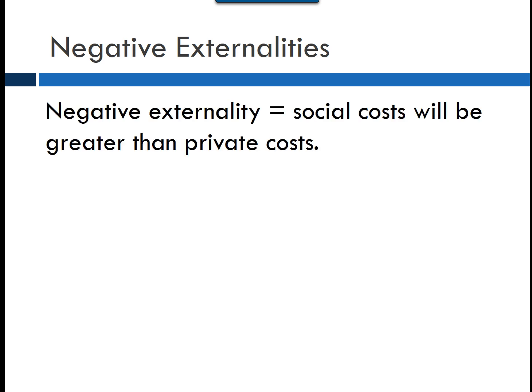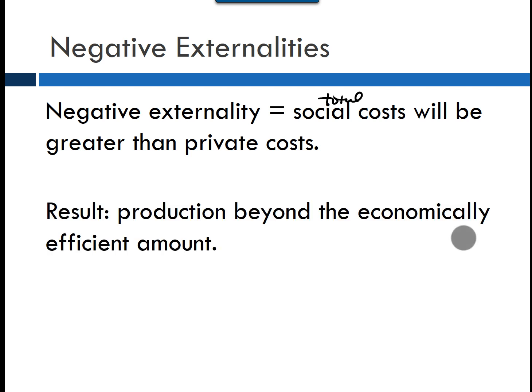So, negative externalities. A negative externality is when the social cost or the total is greater than the private cost. That means somebody else is bearing part of the cost. The result is that they are producing too much. They are producing beyond the economically efficient amount.